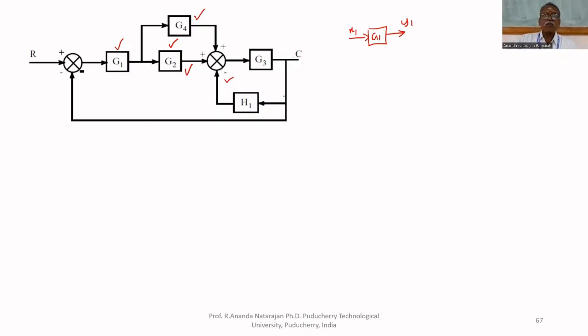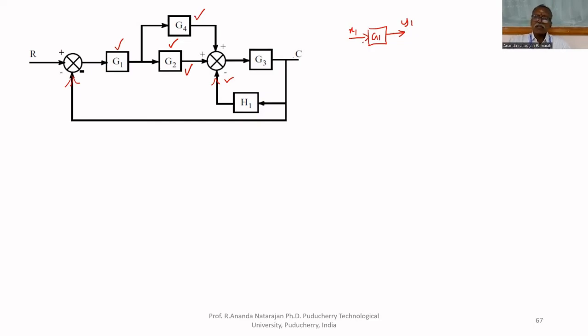In addition, the output is fed back. Like in the car example, we have seen a feedback. So this is the feedback path. This is another sub-feedback path. If you combine all these things, you will get the entire system.